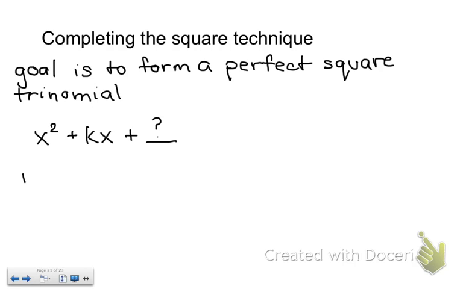Now, when we go through this process, and I'll do an example in the next slide, the very first thing we need to do is divide that k by 2. And then whatever the result is, we're going to square it. Then that's going to give us that missing number we need to fill in. Now, remember that when we deal with this in terms of an equation, there's going to be 2 sides of the equation. Whatever you add to one side, you must add to the other.